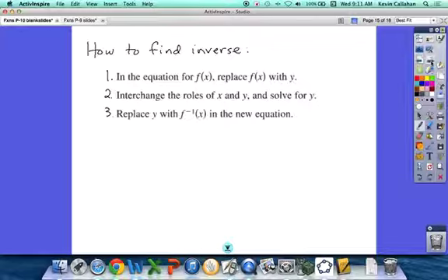Notice in step 2, you switch the x's and the y's, just like we said on the very first slide or two, switching the coordinates of the x and y. That's what you're doing right there. Switching the domains and ranges, switching the x's and y's.